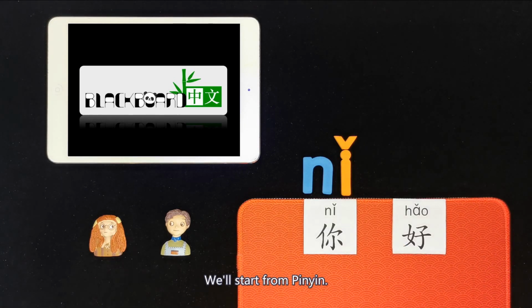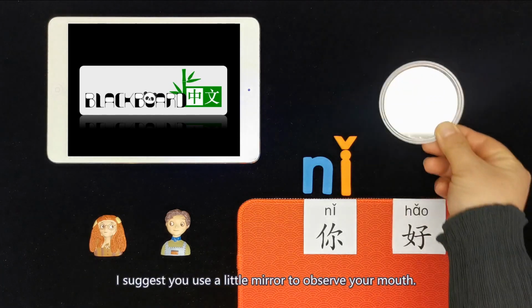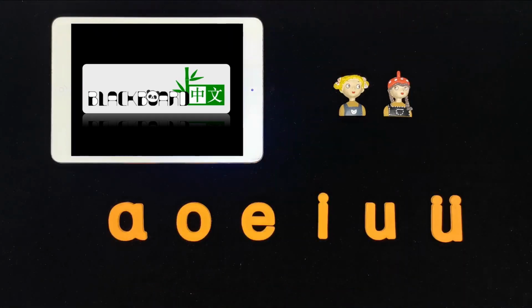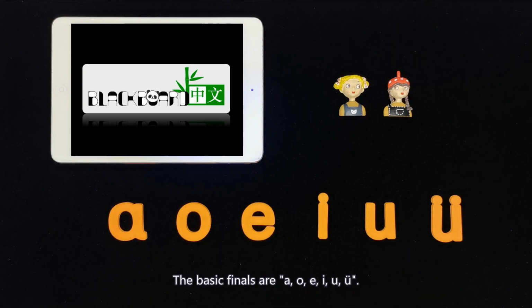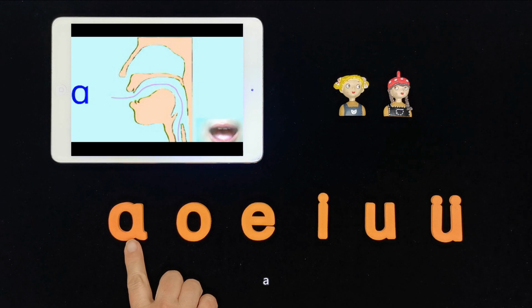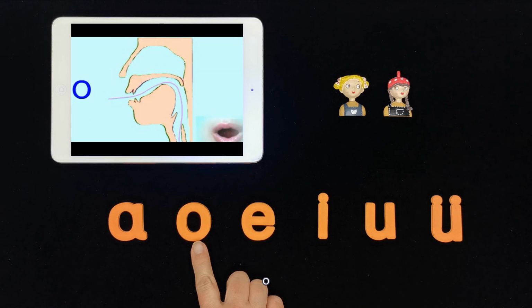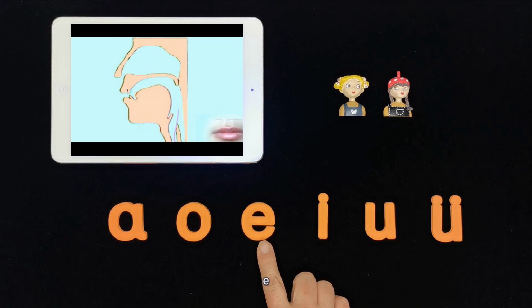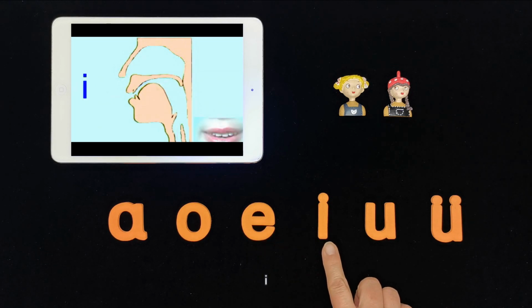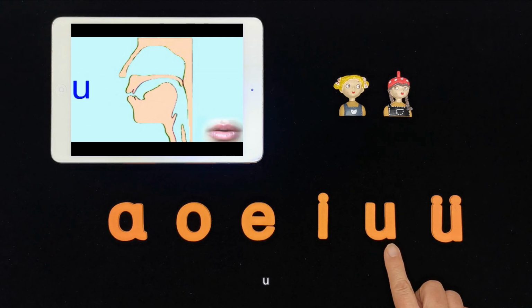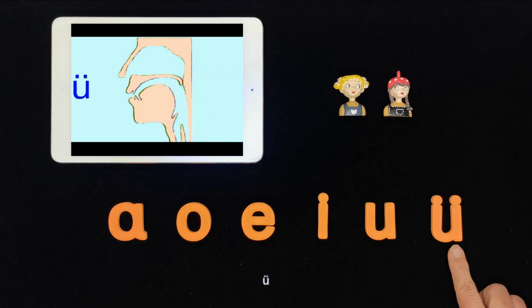We'll start from pinyin. I suggest you use a little mirror to observe your mouth. The basic finals are a, o, i, u, yu. They're called simple finals. 跟我读. Read after me. A, o, i, u, yu.